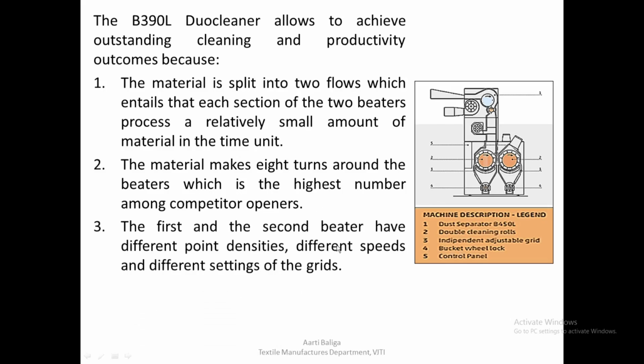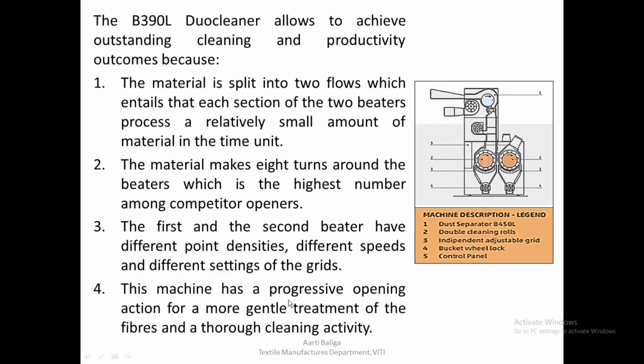The first and the second beater have different point densities. Again, one can have a variation in the point densities, that is the number of striker blades on each beater. We can have a higher point density in the case of the second beater once slight opening is already done by the first beater. One can also have different speeds as well as different settings of the grid bars within the machine. So the machine has a progressive opening action for a more gentle treatment of the fibers and a thorough cleaning activity.